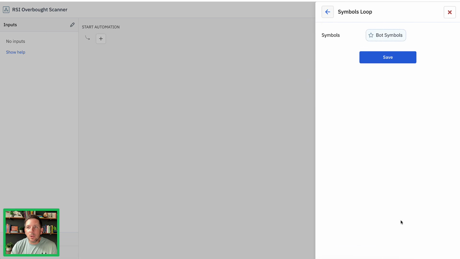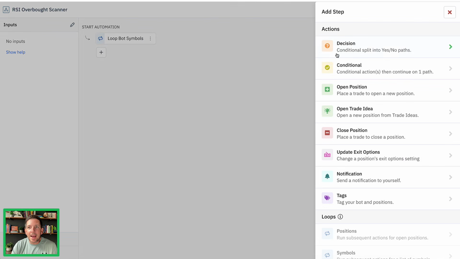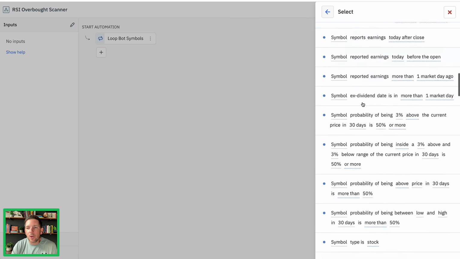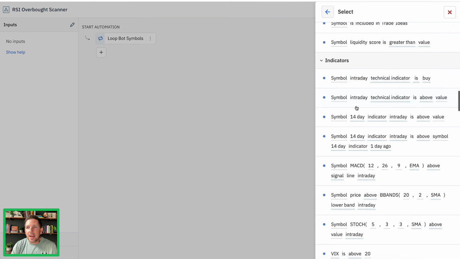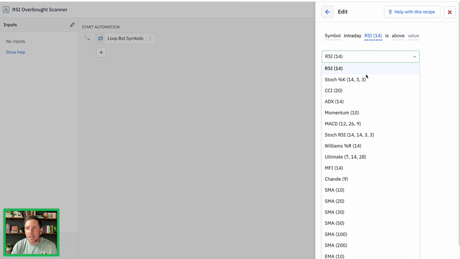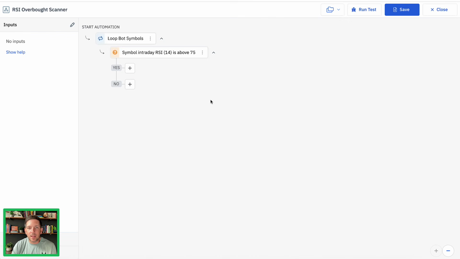Now, what I will do is I will loop through the bot symbols, which we'll set up here in a second, but just basically the symbols that I tell the bot to go through, and see if any of those symbols have high RSI readings. So once I loop through those bot symbols, I'm going to add another action here, which is going to be a decision. And inside of that decision, I will go down to the indicator section, and I will see if the intraday indicator for a particular technical, like RSI, for example, which I think is the first one up here, but there's tons that you can choose from. Let's say that the RSI level is currently above 75. So that is going to be the decision that I want the bot to follow.